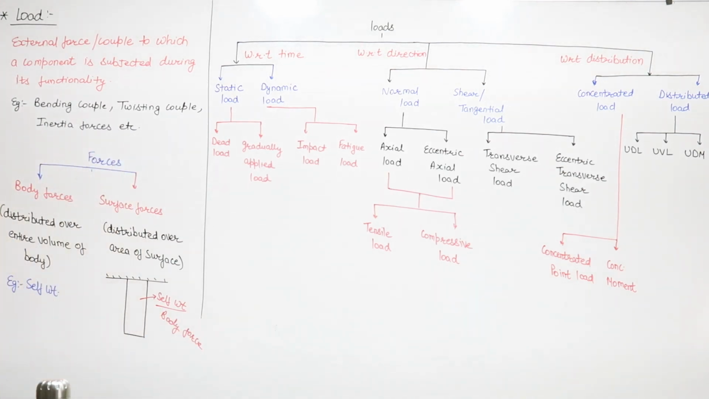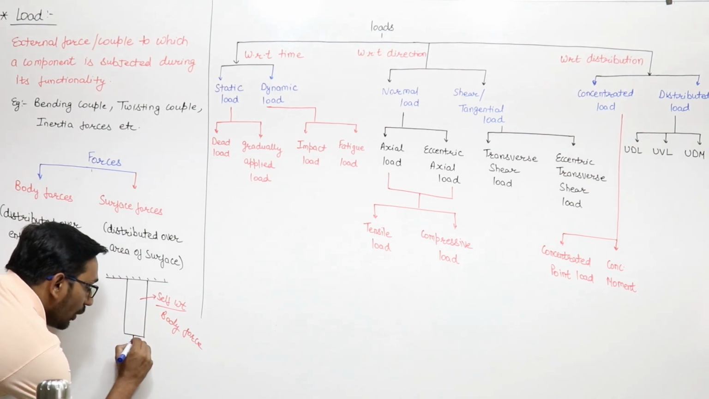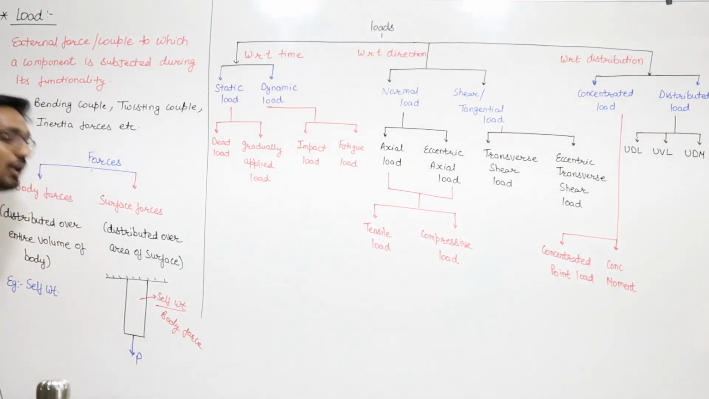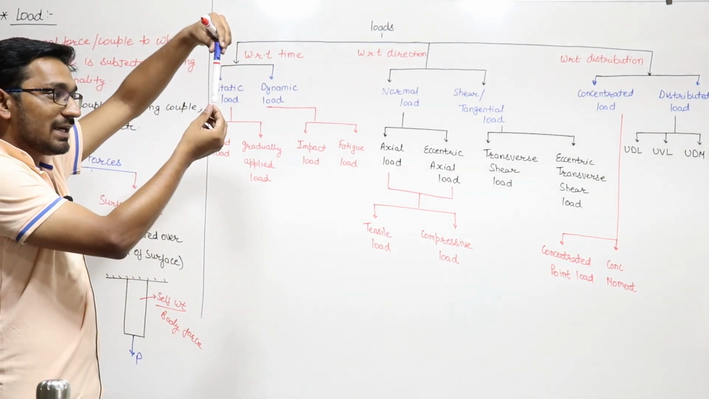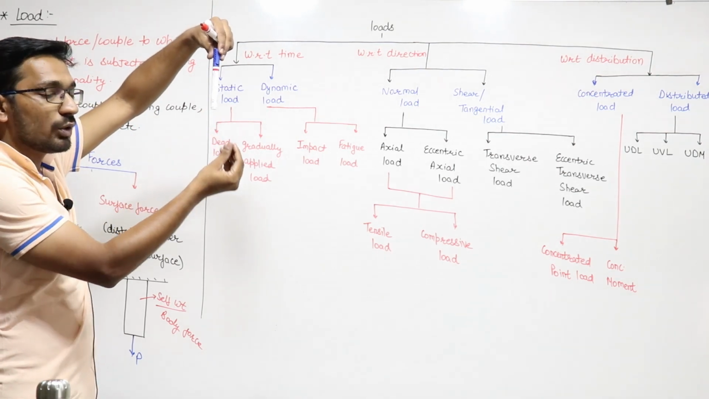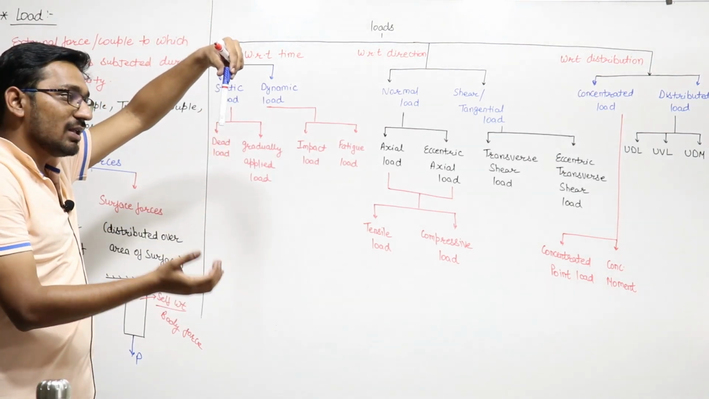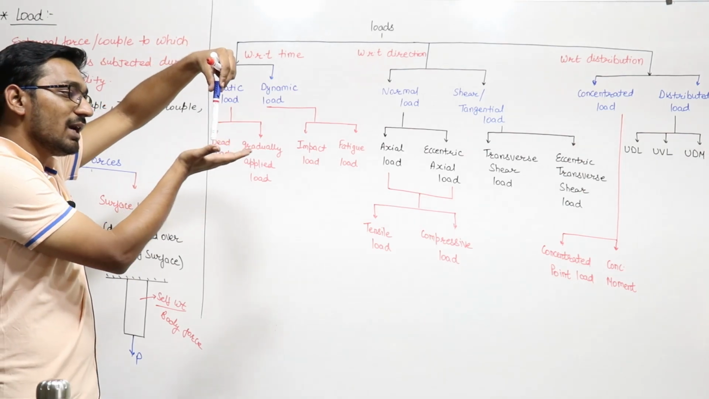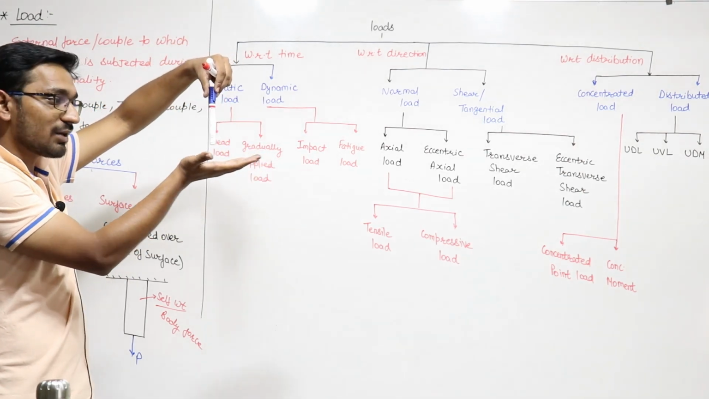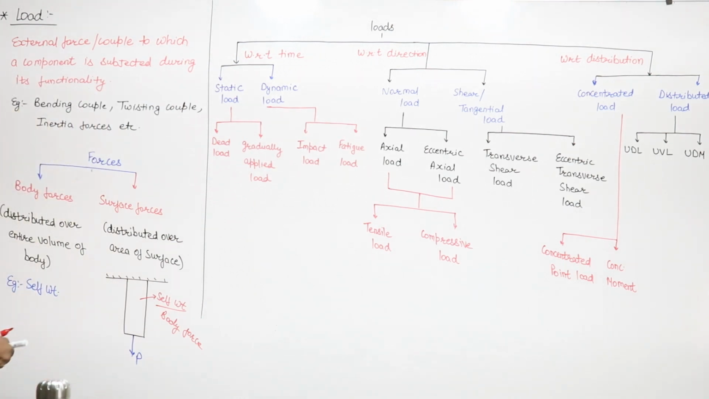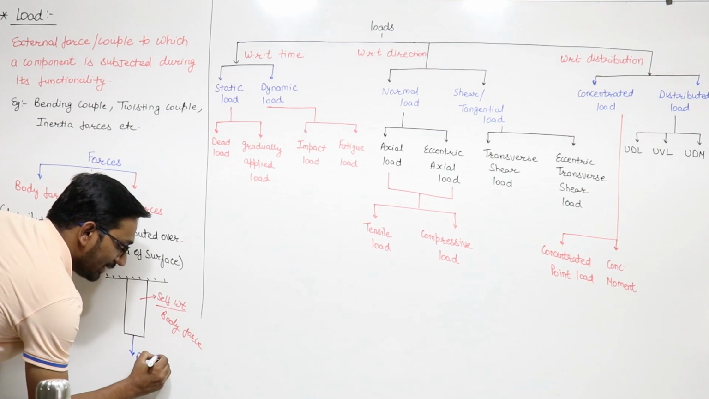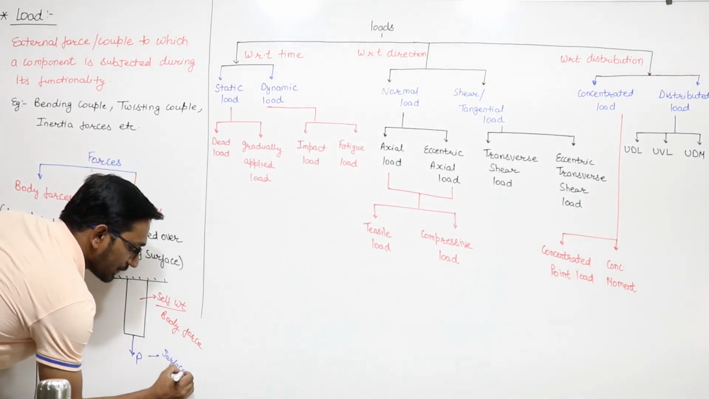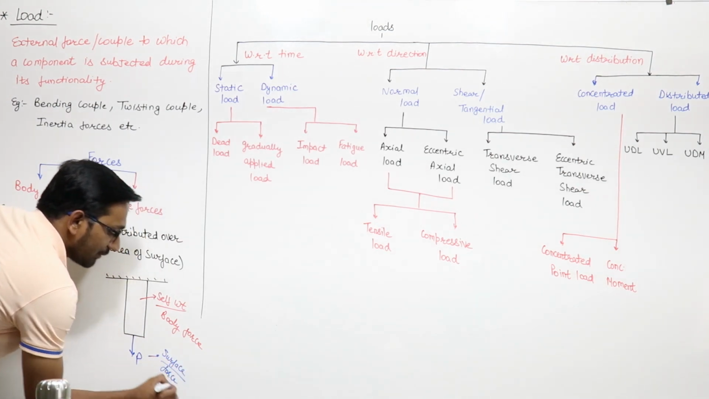But on this body, if I apply a load P, let us say this is the beam or structure which is hanging, and at this point I am applying some load force P, then this force P is distributed over this surface area only. So this force P which is acting on this surface is a kind of surface force.